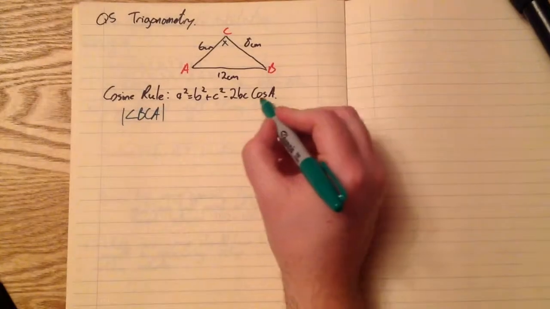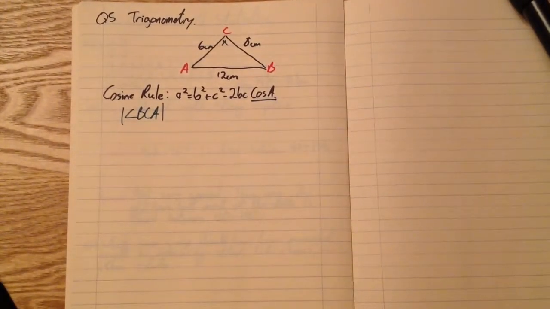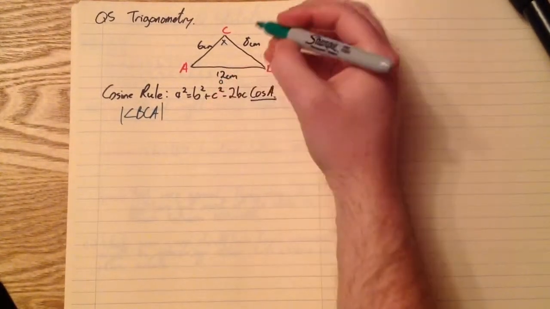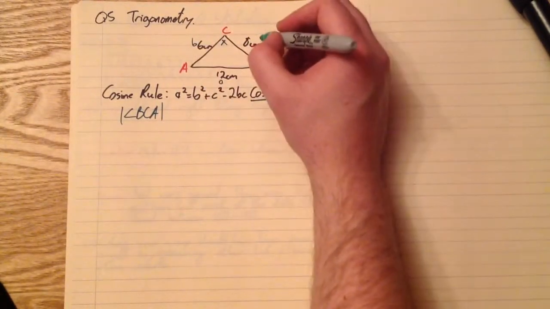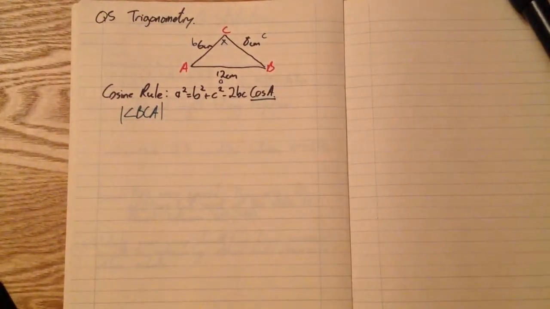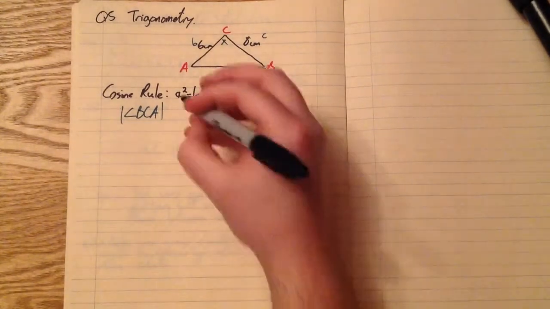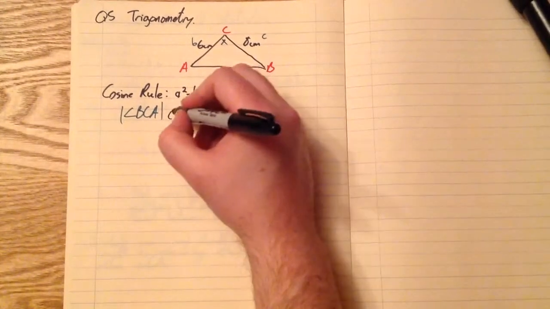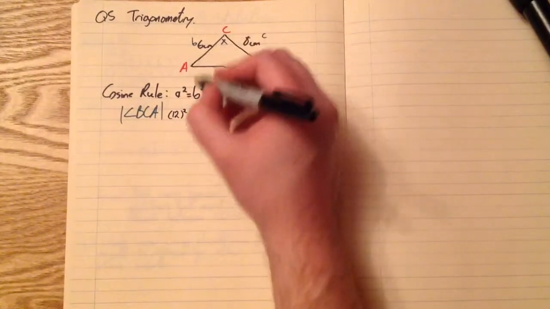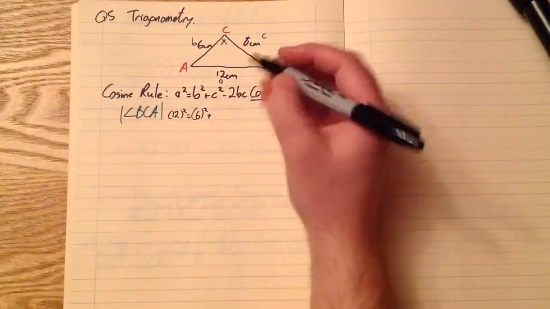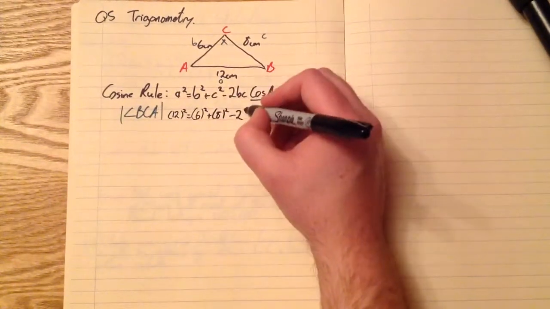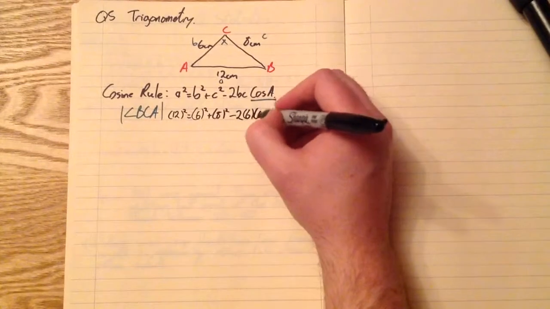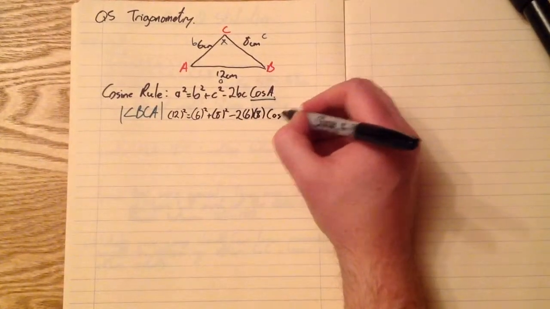So that's going to have to be my cos A. Which means that I'm now going to call this my A value, this my B value, and this my C value. So now I can start filling in the values that I have. A squared is 12 squared, equal to 6 squared plus 8 squared minus 2 times b multiplied by c, which is 6 times 8, all multiplied by cos A, which we don't know yet.